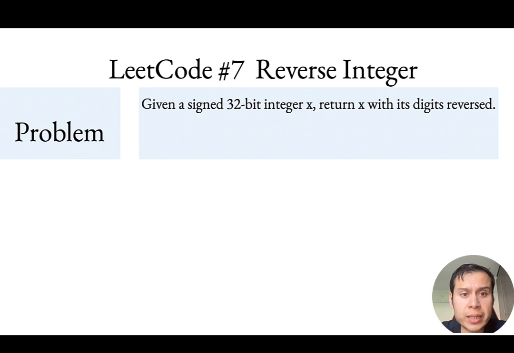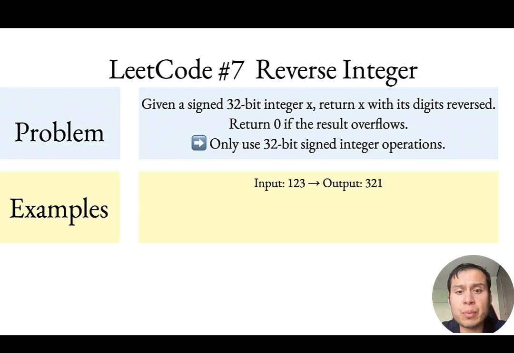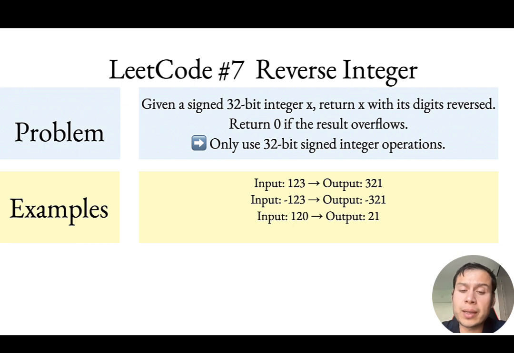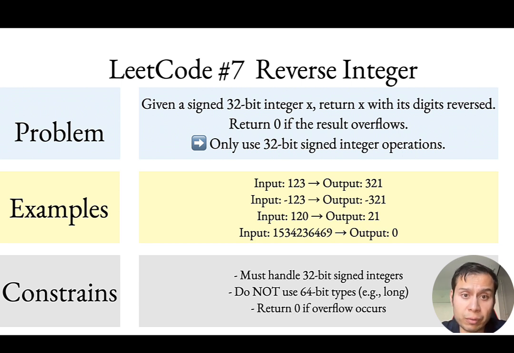So the question is, given a signed 32-bit integer x, return x with its digits reversed, and return 0 if the result overflows, and only use 32-bit signed integers. Some examples are input 123 will give 321 as output, negative 123 will be negative 321, and 120 will be 21, and if the input is outside of the range, then we're going to output 0. The constraints are: must handle 32-bit signed integers, do not use 64-bit types, and return 0 if it overflows.